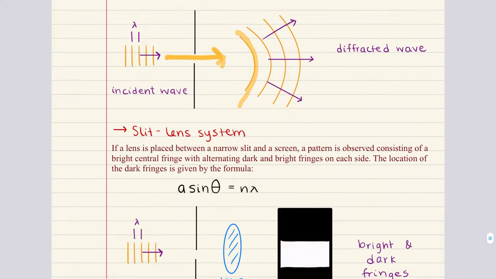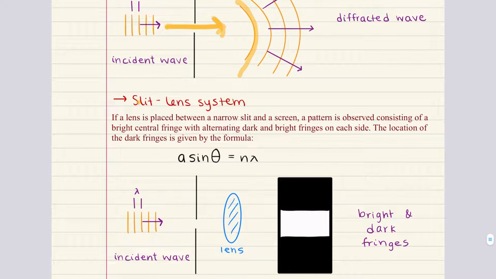When a lens is placed between a slit and a screen, it focuses the diffracted light waves, and it creates a visible pattern of alternating dark and bright areas on the screen. This pattern is known as a fringe pattern, and the central bright area is called the central maximum. It's typically the widest and most intense part of this pattern.